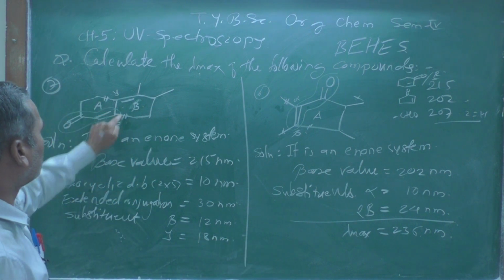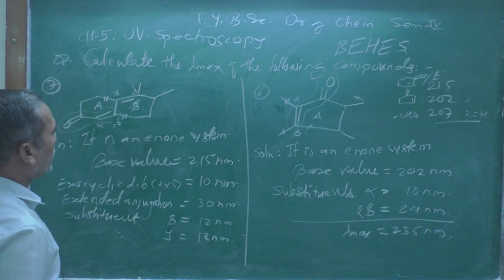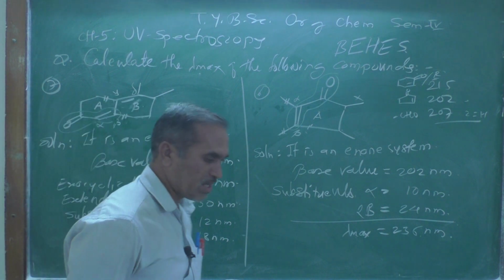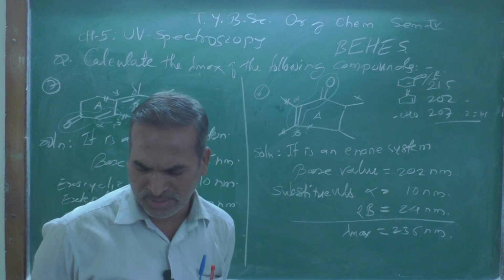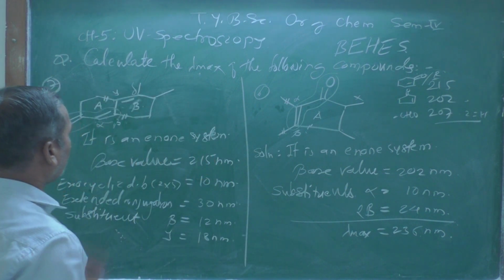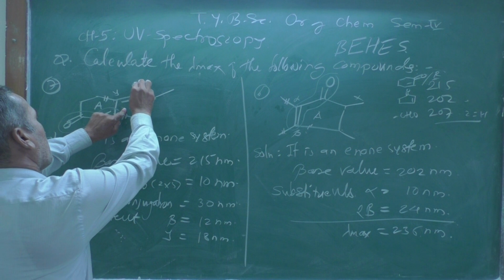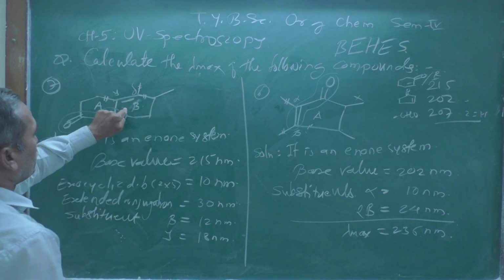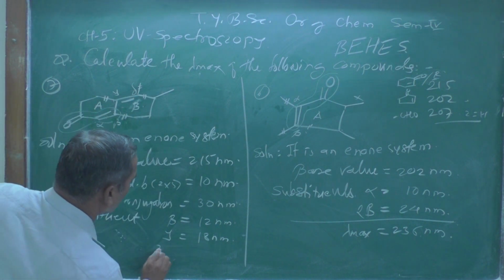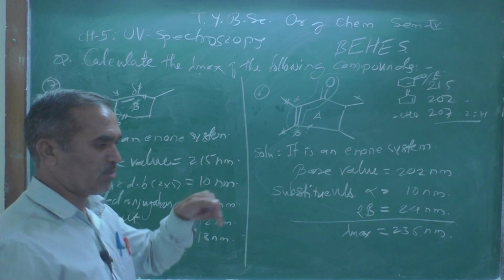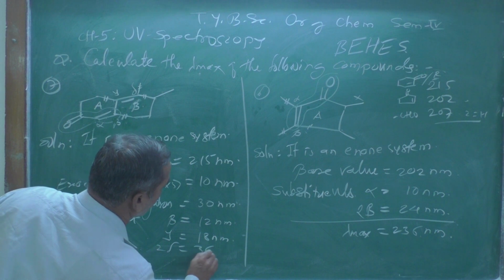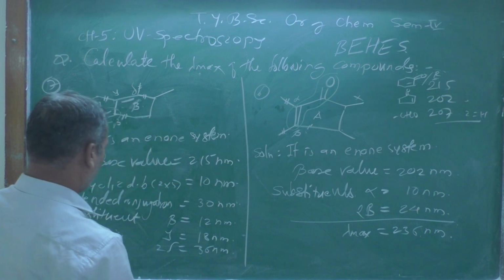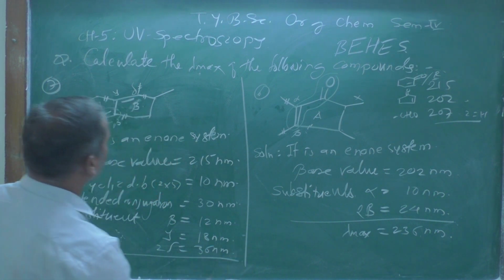Now gamma, then delta. Look at delta. How many delta substituents are present over here? If you observe carefully, you will find one is an alkyl group, one is a ring residue. So there will be 2 delta. For 1 delta we are adding 18, so 2 delta means you should add 36 nanometer in it. And that's it.